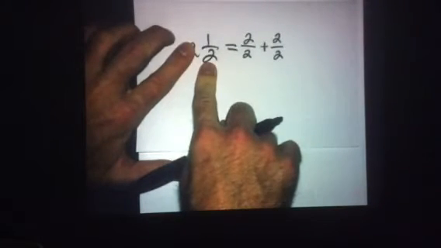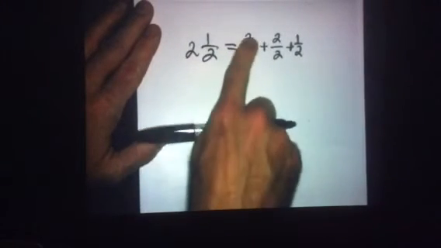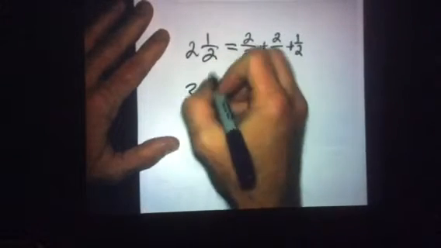Now we're done with the whole number. We're going to go back to the proper fraction. So we have the half. And so what I'm trying to show you here is that 2 and 1/2 is the same as 2 over 2 plus 2 over 2 plus a half. I'm going to do one more, just a really quick one.